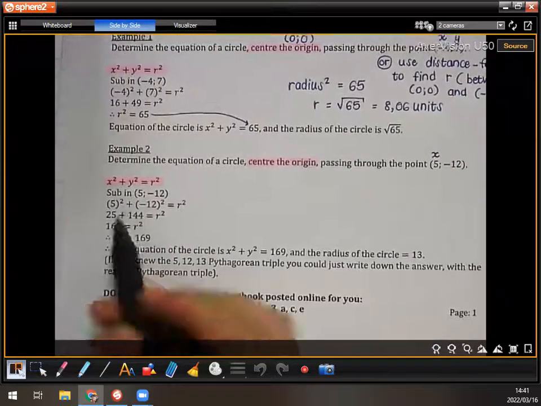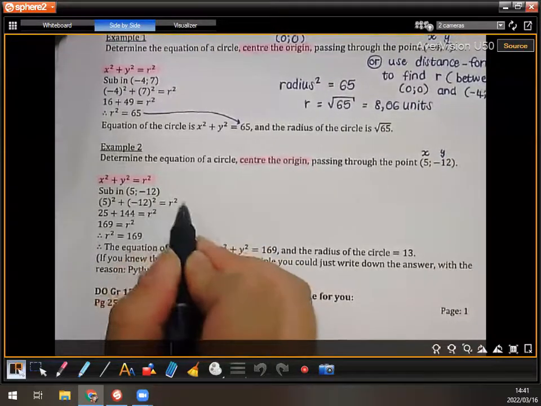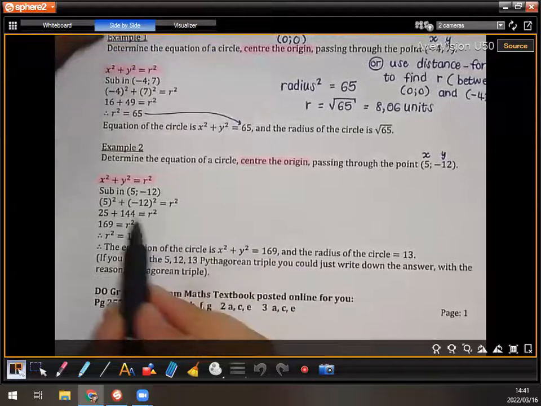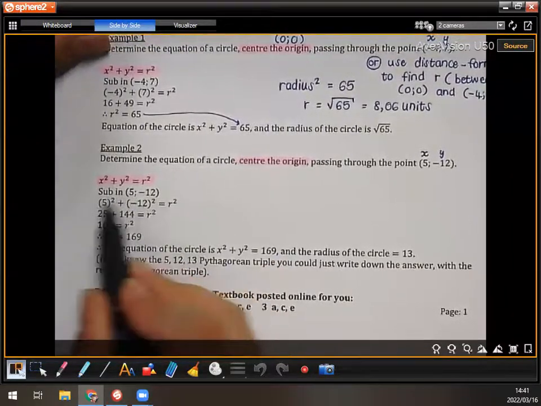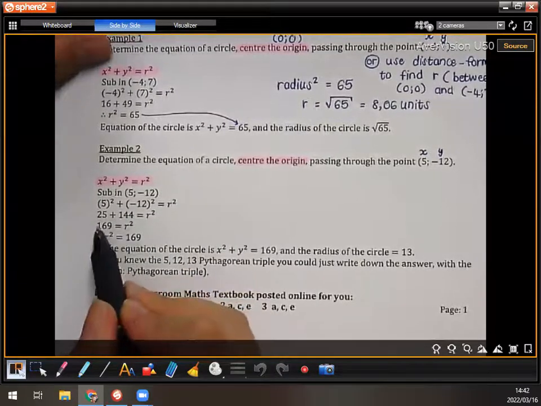So you're going to say 5 squared plus y is now negative 12, so you're going to say negative 12 squared. And that will give you r squared. Okay, so you just work that out. You don't even have to show this middle step, right? You can just type this into the calculator straight away. You're going to get r squared, that is 169.